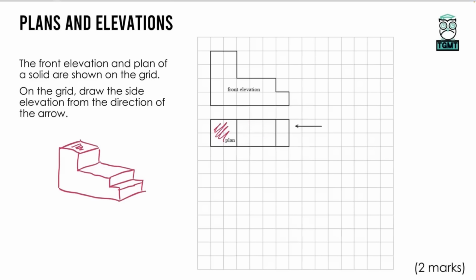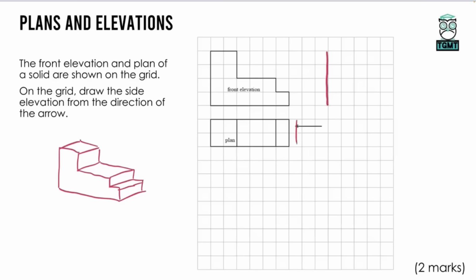Now, that makes it a lot easier when you can sketch it, but you don't need to sketch it, because if we are going to draw a side elevation, we know from the side it's going to be the same height as the front elevation. So I can actually just draw in the height, making sure it matches the front elevation.